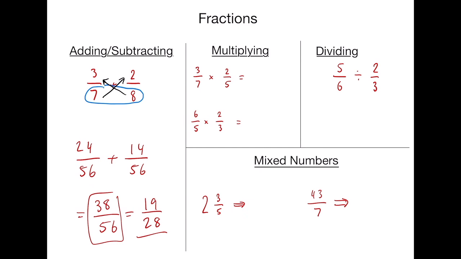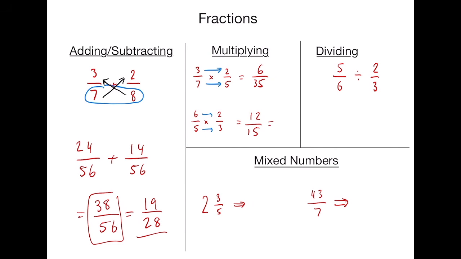Multiplying fractions, very, very straightforward. We just multiply the two top ones and the two bottom ones, leaving us with 3 times 2 makes 6, 7 times 5 is 35. And another example, you can see we just do exactly the same thing. 6 times 2 is 12, 5 times 3 is 15.